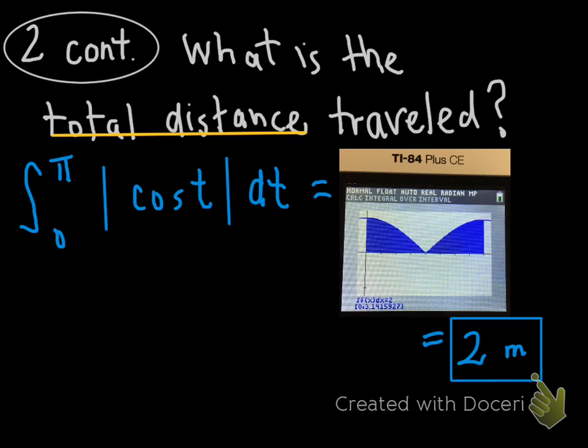All right, so for this problem, we got 2 meters. Notice when they ask for the total distance traveled, you need to then take the absolute value of your function.